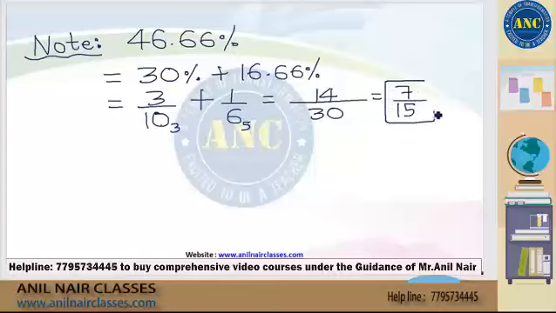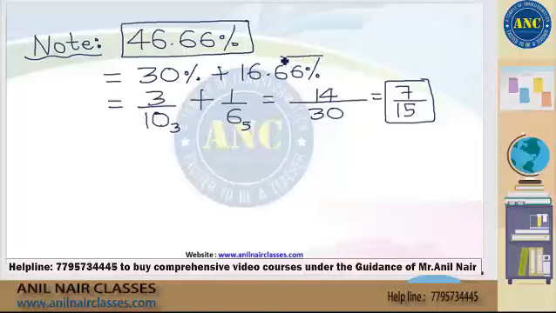So whenever some values are given in the question which we have not discussed, you can derive them whenever you require, because some other values we have discussed, like 16.66 as 1 by 6 and something else, right?